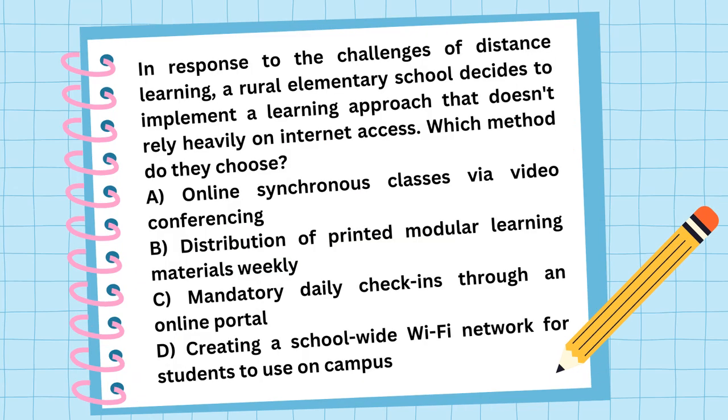In response to the challenges of distance learning, a rural elementary school decides to implement a learning approach that doesn't rely heavily on internet access. Which method do they choose? A. Online synchronous classes via video conferencing. Letter B. Distribution of printed modular learning materials weekly. Letter C. Mandatory daily check-ins through an online portal. Letter D. Creating a school-wide Wi-Fi network for students for use on campus. Your timer starts now. 5, 4, 3, 2, 1.